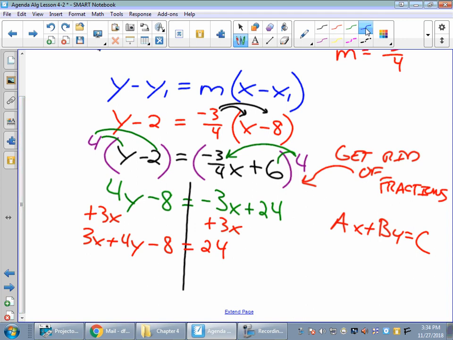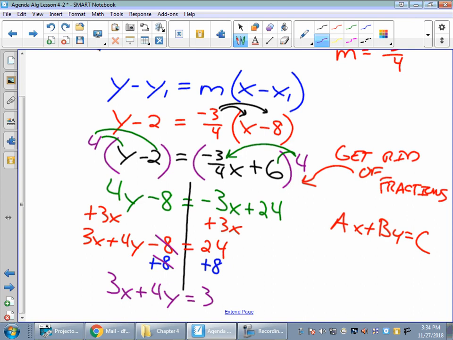So I've got my x and my y, but I've got a number on the left-hand side too, this negative 8. I've got to bring that over to the other side. So I'm going to add 8 to both sides there. And that's going to end up giving me my final answer here of 3x, because these are going to cancel out, right? So I've got 3x plus 4y equals 32.